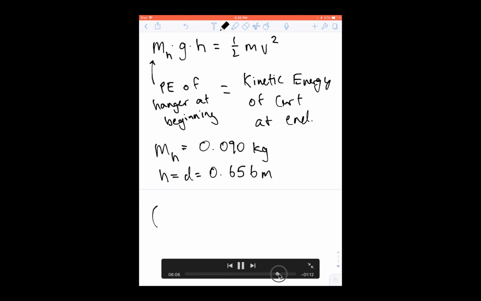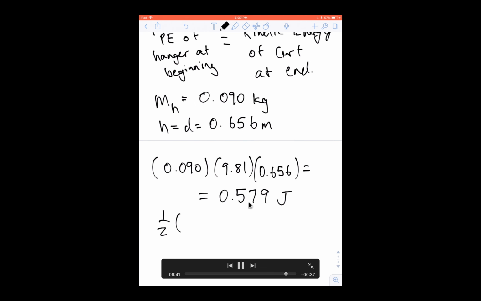So I'll kind of fast forward us through this as well. I just plug in those numbers. That's mass times acceleration due to gravity times height. And then again, I'll give a number, 0.579 joules. That's how much potential energy the hanger had at that moment.